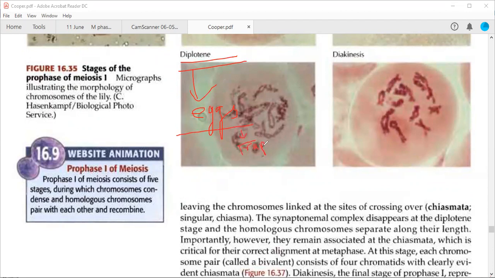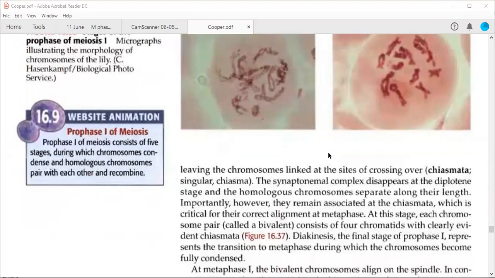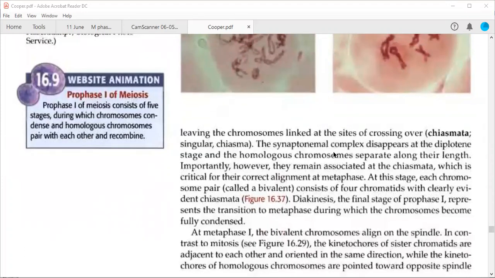So the first trap is during this diplotene stage. There are two types of traps during the maturation of oocytes. The first trap is under this diplotene, and the second I will tell you in the text. We are coming to that point.